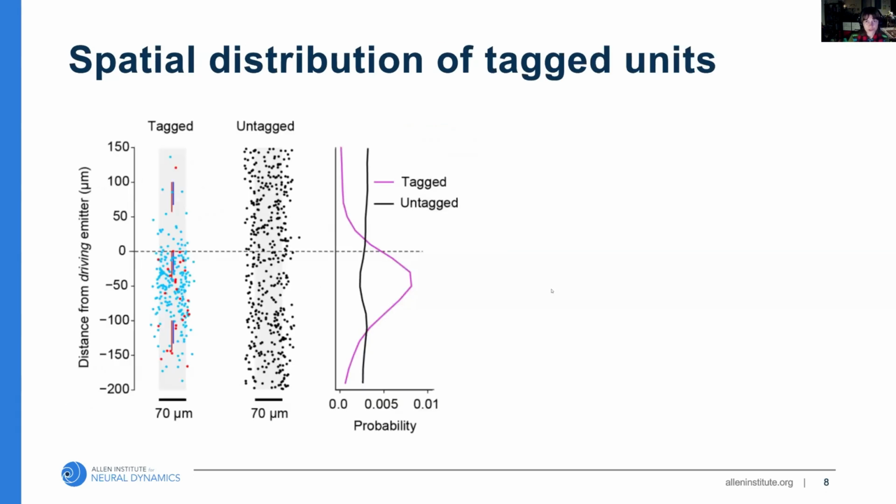When we look at the spatial distribution of tagged units, when we align them to the emitter driving laser responses in these units, we find that they are biased to be below the emitter that is driving the responses, which, if you recall from the plot Carolina showed of the light profile from the light emitters, makes sense because the light is directed downwards from the emitters, so it makes sense that the cells being driven by the emitters tend to be below the emitter.